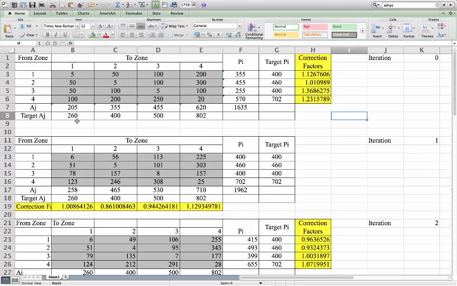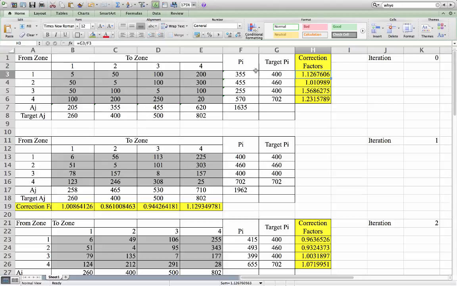So what we do is we only consider the correction factor of the productions. So we calculate a growth factor here, where we divide the target Pi by the current year Pi. So we get a growth factor for each zone. The second zone, similarly, you get the growth factor by dividing 460 over 455. So after we get the growth factors for each zone, we apply these growth factors.